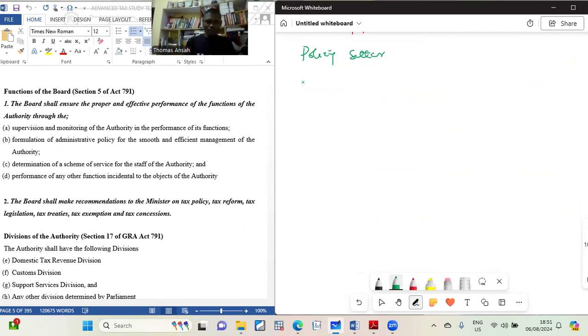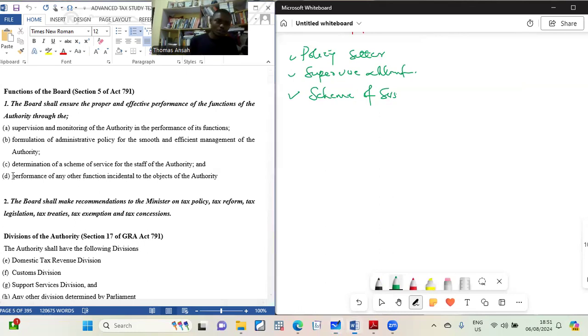Now, if you are the one who set the policy, they are the same people who will supervise and monitor the policy. All right. Then the last thing is that they determine the scheme of service for everyone. Scheme of service. In fact, even payroll, they are the ones. All right. So everything is on the board.